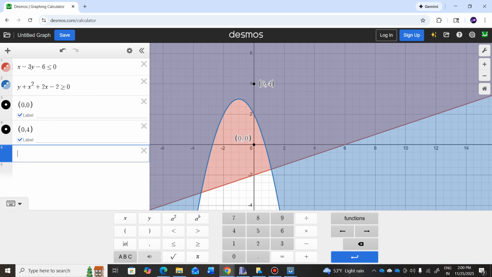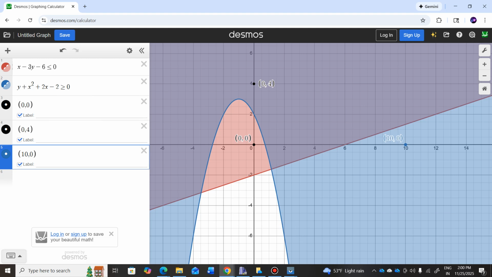Okay. Point 10, 0, which is over here, satisfies only the blue inequality. Right, and you can check these. So you put in 10, 0 into the blue one, you'll get 100 plus 20 minus 2 is 118, plus 0 is 118, and 118 is greater than 0. Okay. However, you put in 10, 0 in the other inequality, you have 10 minus 6, which is not less than 0. All right.